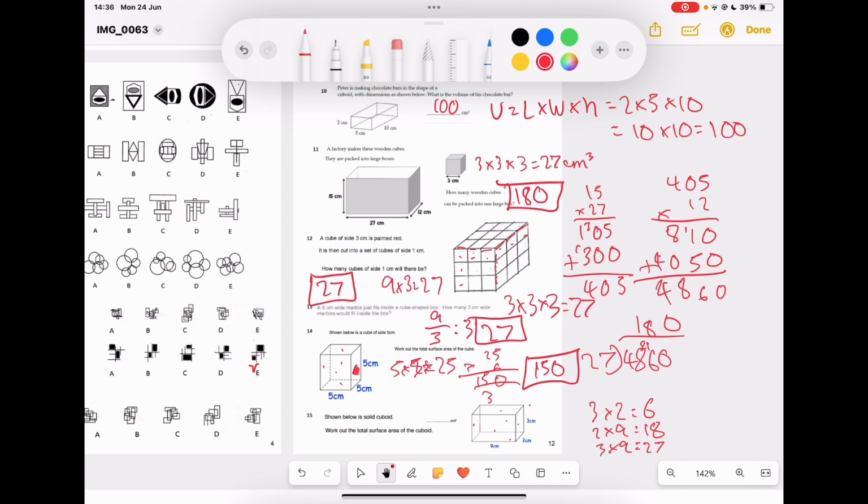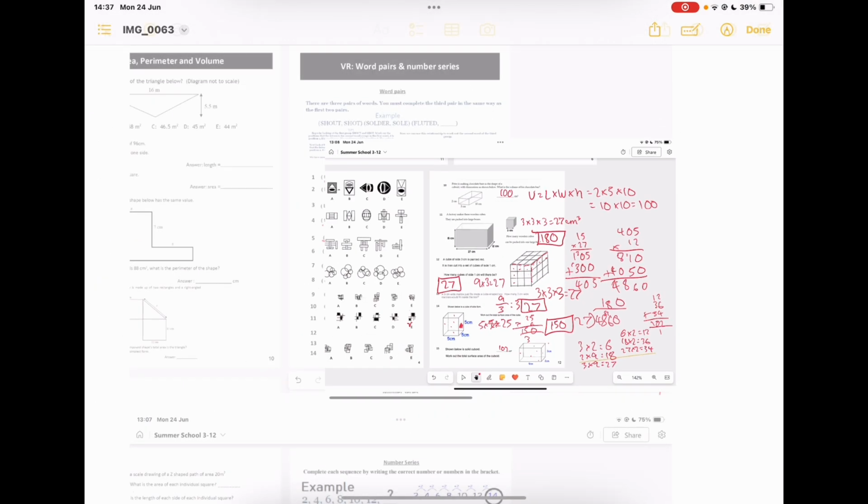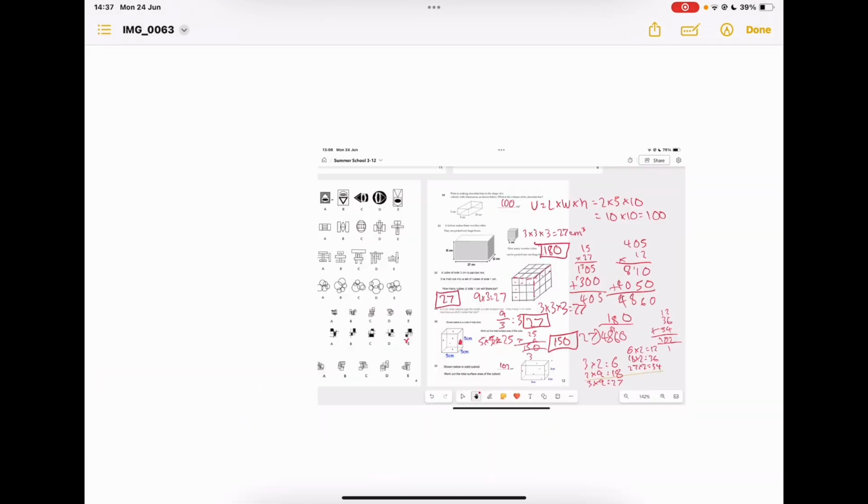And then we multiply each of these by 2. So we could do 6 times 2 is 12. 18 times 2 is 36, and 27 times 2 is 54, and then we add all of these, so 12 plus 36 plus 54 will equal 102, so it will be 102 centimeters squared, and that is the end of this one.